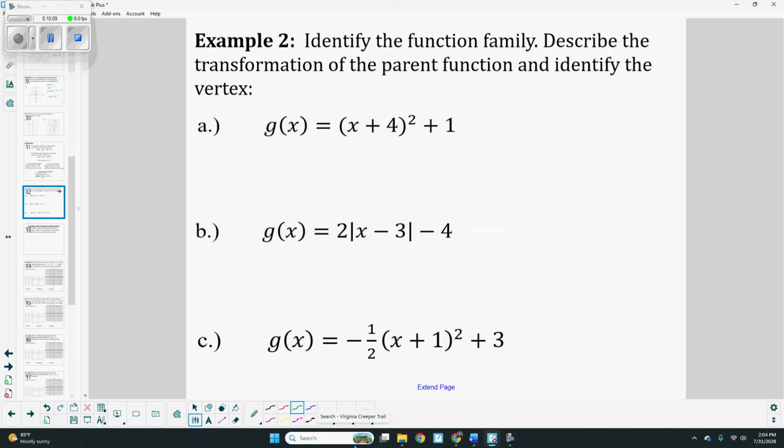So let's look at these. We're going to identify the function family. We're going to describe the transformations and say what the vertex is. So the first one, I see a squared there. So my function family is quadratic.